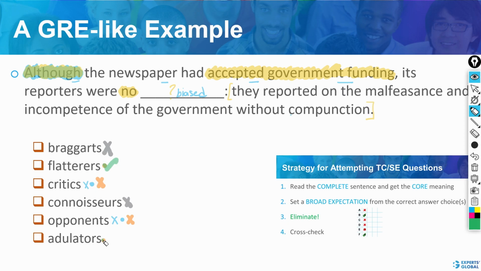Choices B and F, flatterers and adulators, are then likely to be biased. These two answer choices complete the sentence coherently and lead to equivalent sentences. B and F are the correct answer choices. And the moral of the story is that please understand the importance of such contrast triggers, "although" and "no". Without duly processing these words, our broad expectation from the correct answer choice is not going to be correct.